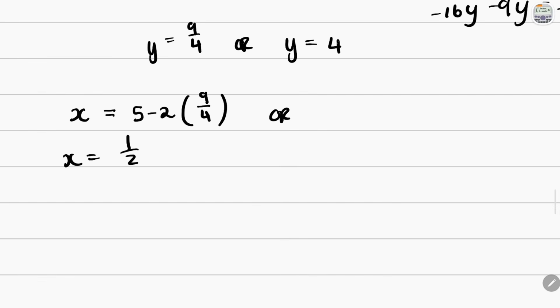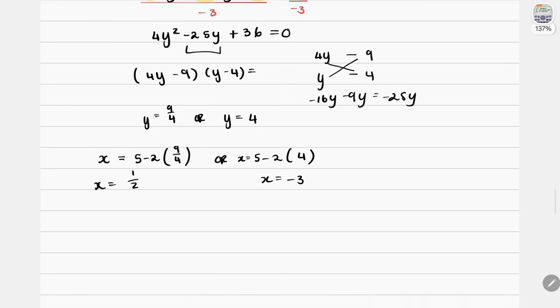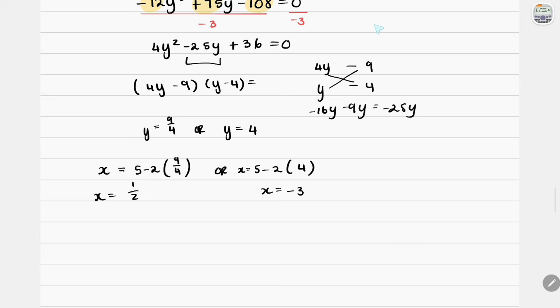Or here we're going to say 5 minus 2 times 4, and that gives you negative 8. So 5 minus 8 is negative 3. So x is equal to negative 3. And there we go. These are our answers. x is equal to a half and y equals 9 over 4, or x is equal to negative 3 and y equals 4. Moving on to the next question.